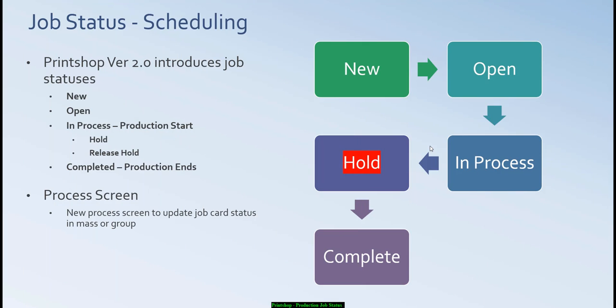Alright, to summarize, Printshop 2.0 introduces the new job status feature. This helps the production team in scheduling so they can see how the job progresses from status new all the way till completed. This gives everyone traceability in the system, and allows the production managers to schedule the jobs on a daily basis. So take advantage of this scheduling feature in Printshop 2.0. Thank you.